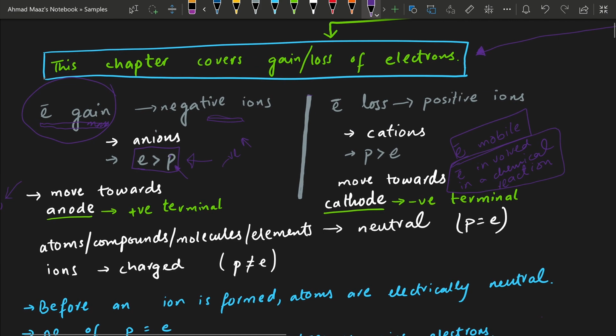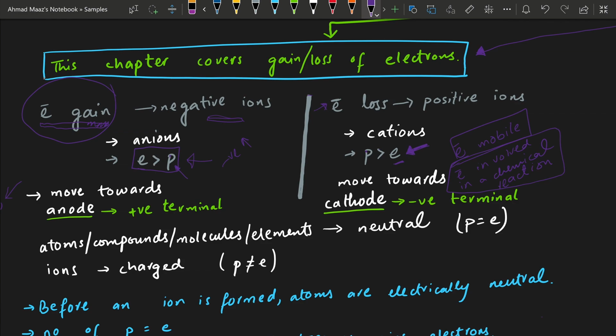And on the other side, if an atom loses electrons, then because the number of protons is not changing, the number of protons will now be more than the number of electrons. Because electrons are leaving the atom, the number of electrons will decrease, which means that the number of protons will now be more than the number of electrons.